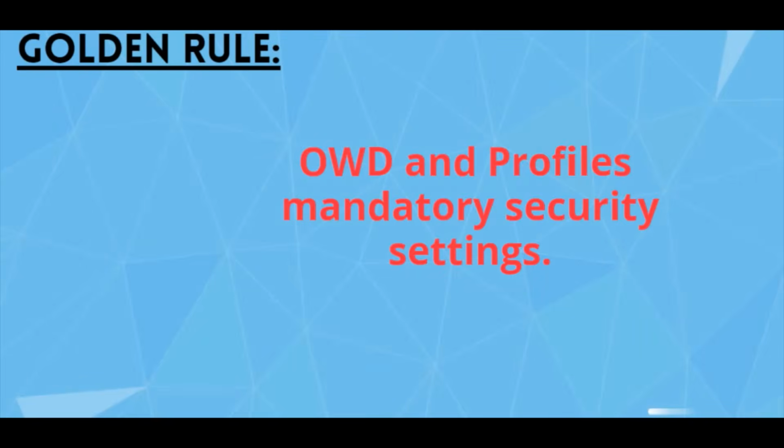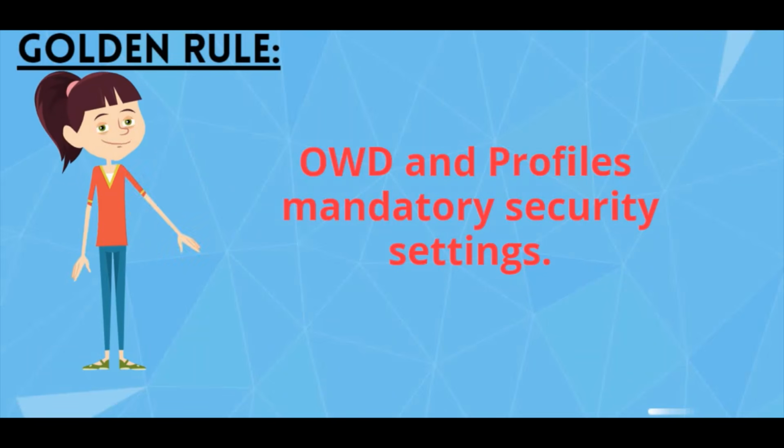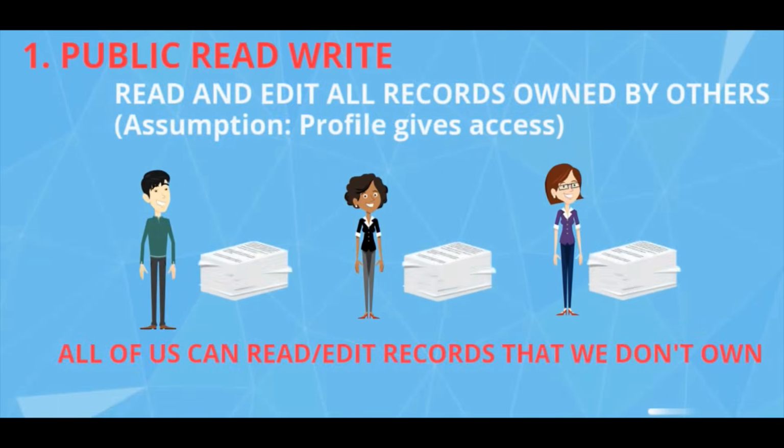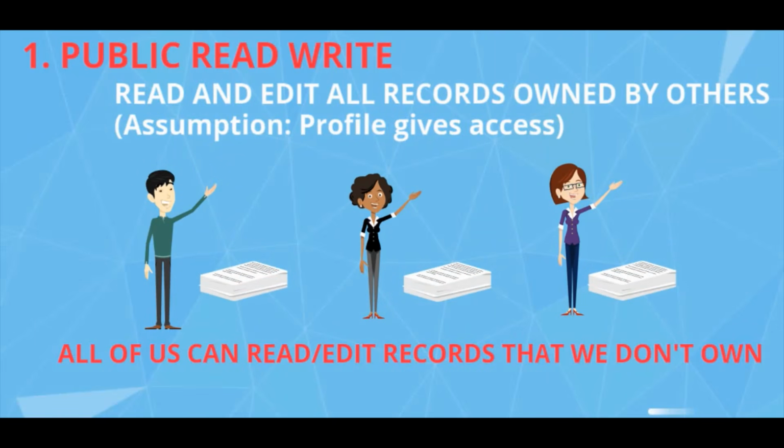As simple as that. Before trying to understand the OWD access levels, we need to understand that OWD and profiles are mandatory security settings. Whether it fits our scenario or not, we need to set the OWD values and at the same time we need to have the profile as well. OWDs and profiles will work together. In the sense, just by seeing either OWD or profile, we cannot justify what the user can do. It should be the combination of both. Okay, we'll talk about the access levels. The first one is public read-write. Whenever OWD is set to public read-write, all the users will have access to all the records which are owned by others.